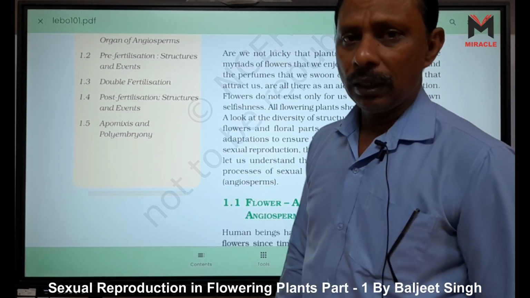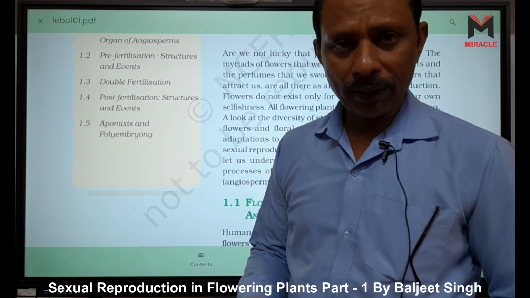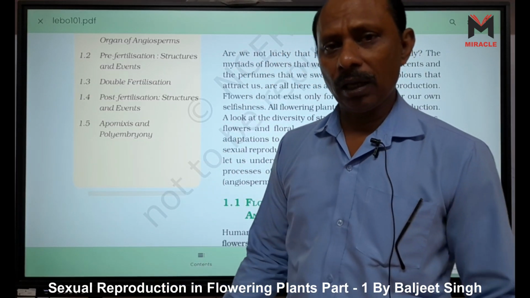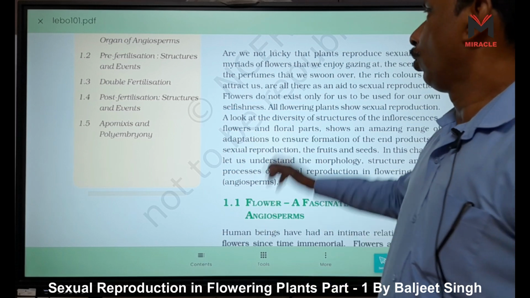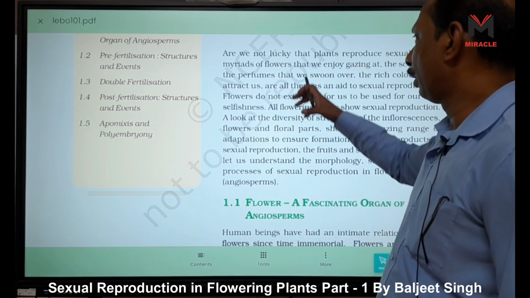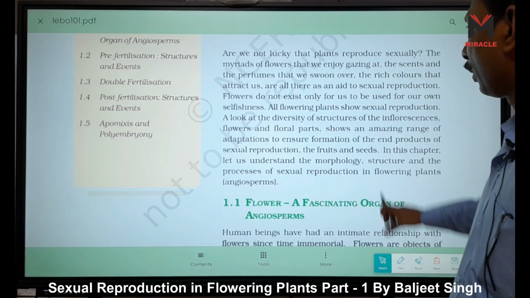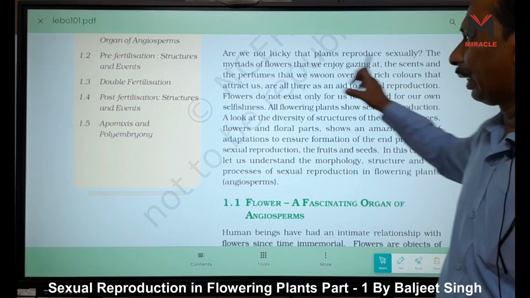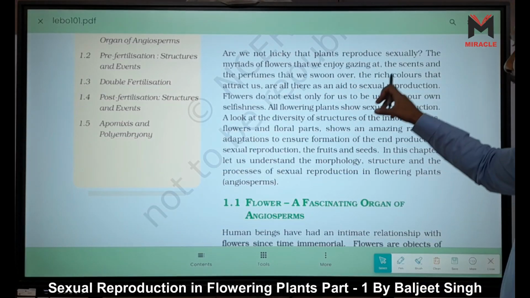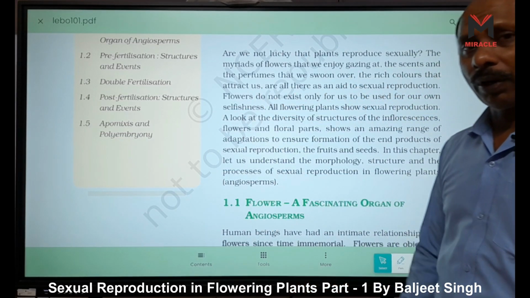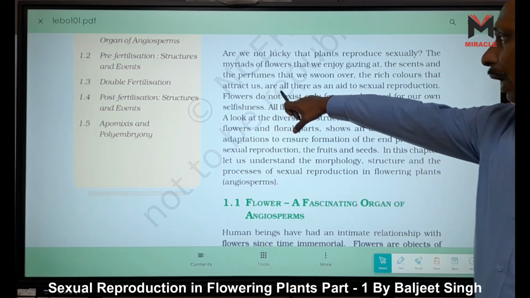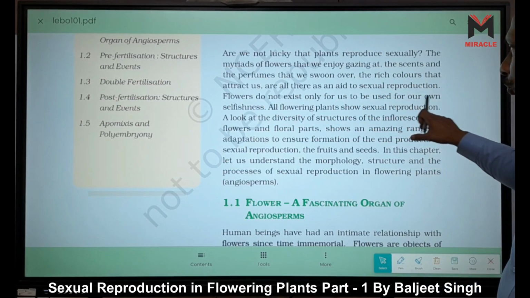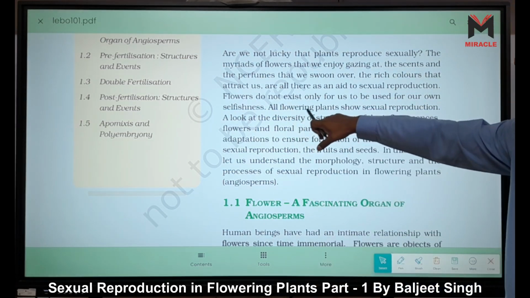Seed, fruit, flowers, all these are very important to us, because the food we get, if it is grain, is our seeds. If we get fruits or vegetables, they are fruits. We get our food in the form of fruits or seeds, and these are the reproductive products, right? Flowers we also use. The myriads of flowers that we enjoy gazing at, the scents and perfumes that we sooner over, the rich colors that attract us when we go to the garden, are all there as an aid to sexual reproduction. So flowers do not exist only to be used for our own selfishness.